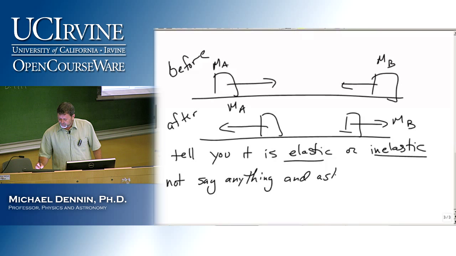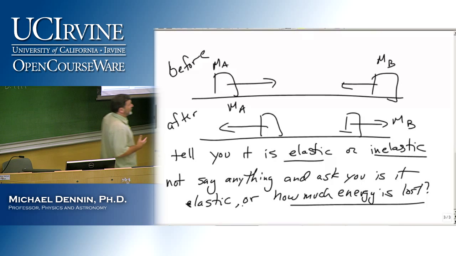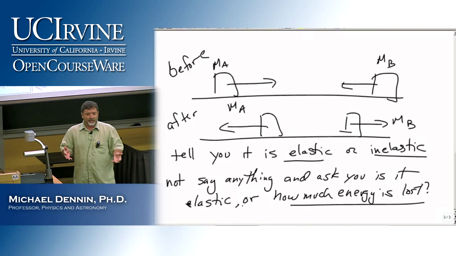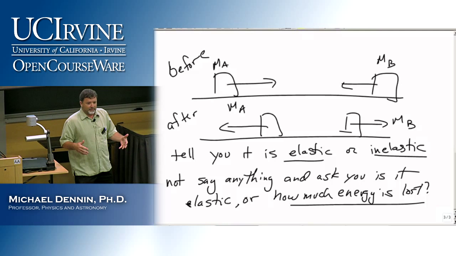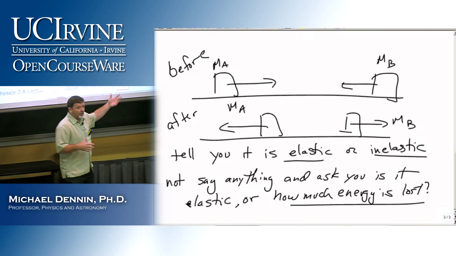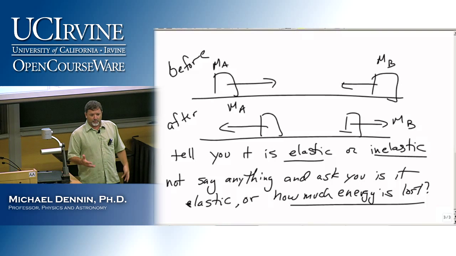But it might ask you, is it elastic? Or how much energy is lost? A danger there: too often students see two objects bouncing off, assume it's elastic, and solve the problem using that. Since you've assumed it, you force it to be elastic and get an energy loss of 0, when in fact it wasn't elastic and energy was lost. And you'll get the problem wrong.